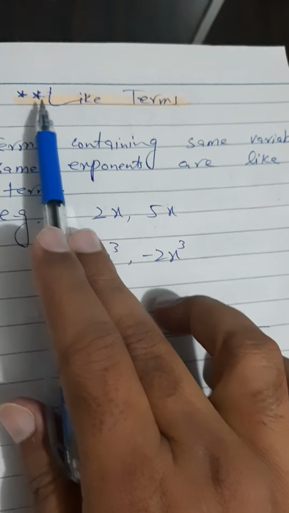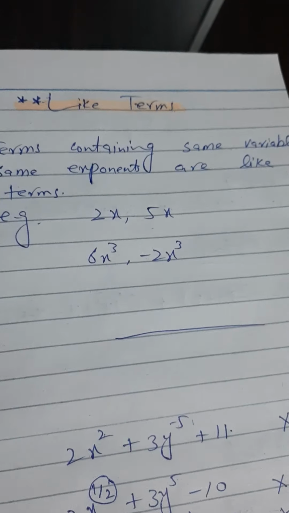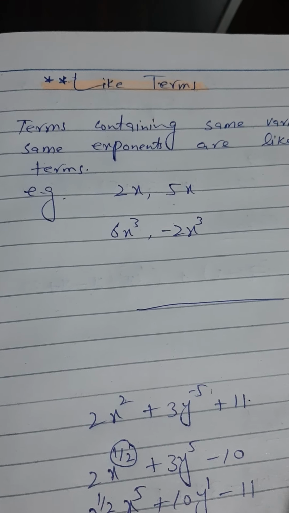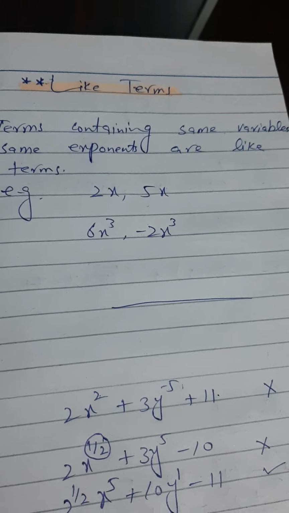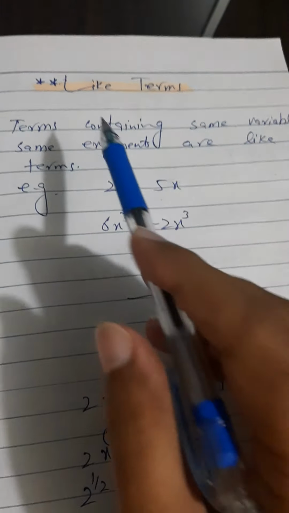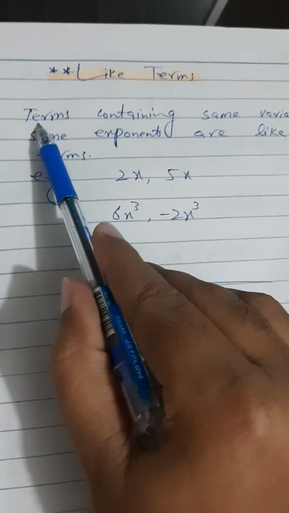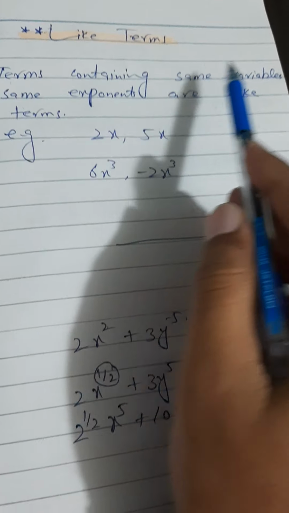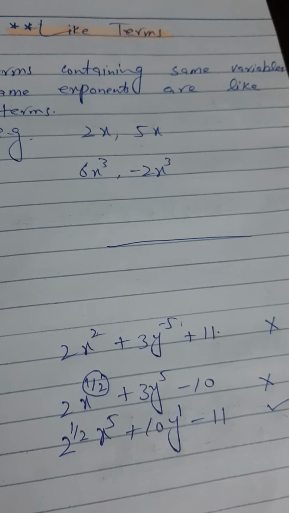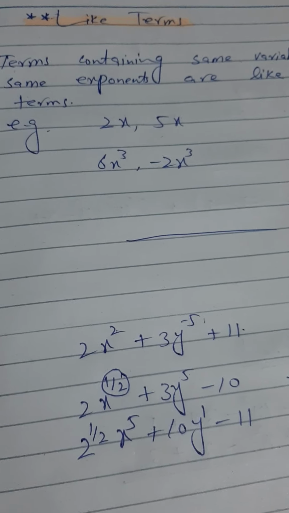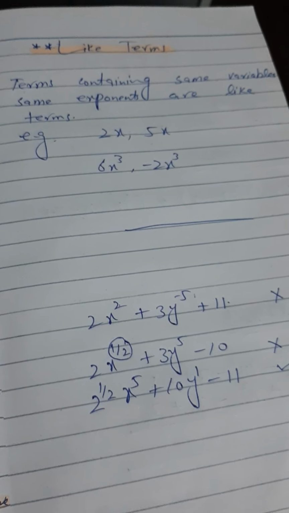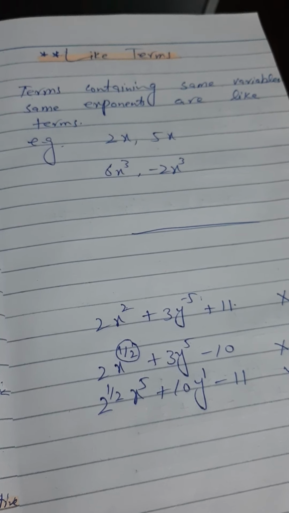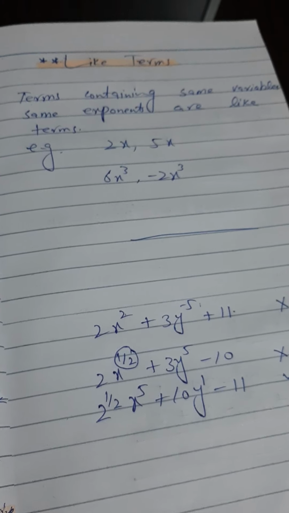I have put 2 stars because when we have to solve questions of addition and subtraction, like terms is basic of that topic. So that's why I put 2 stars. Now the definition of like terms is terms containing same variables and same exponents are like terms. So two conditions: terms containing same variables and same exponents are like terms.